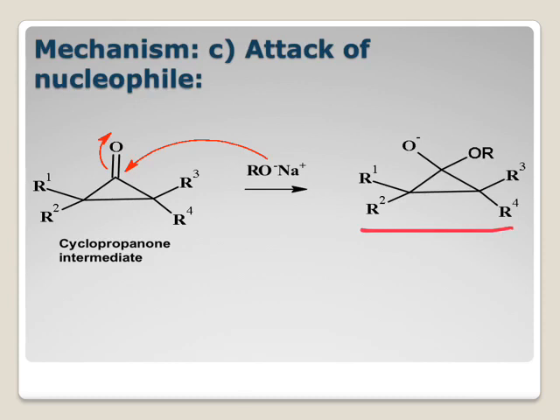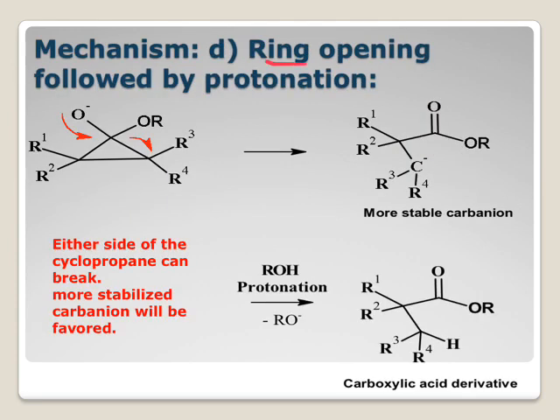Here we still have that cyclopropanone ring. Now for the next step, the driving force is the negative charge on this oxygen atom. The next step is ring opening of that cyclic intermediate, or cyclopropane, followed by protonation. The ring opening of cyclopropane takes place from either side if it is a symmetrical ketone. If that cyclopropanone ring is unsymmetrical, that means it has different substituents on the opposite sides, then in that case the more stable carbanion will be favored. This I will be explaining in detail while explaining the examples.